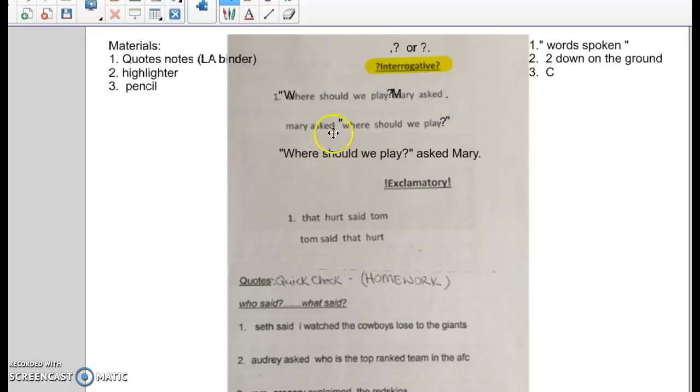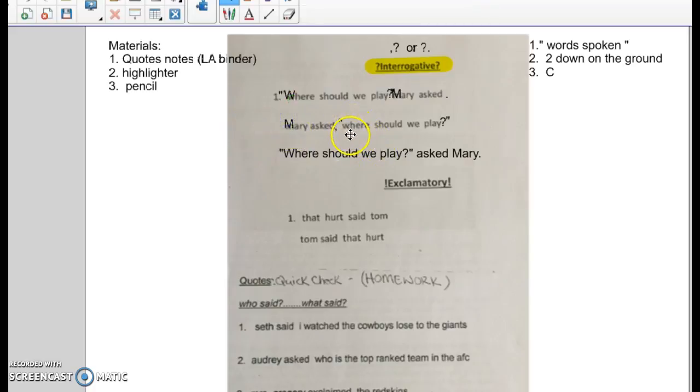We need our second one down on the ground. It's going to be over here to separate our tag, our dialogue tag from the quote, okay? So Mary asked, comma, quotes, where should we play? Question mark, quotes, okay? We have our two down on the ground. Question mark is with the question. Last part is, what do we capitalize? Well, Mary is a person's name, and it's the beginning of the statement.